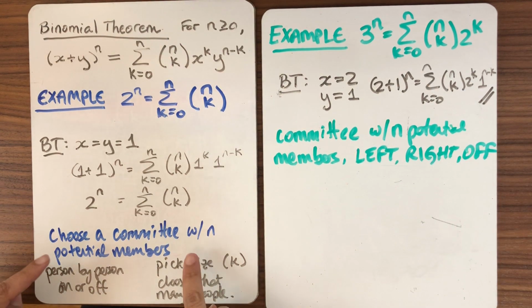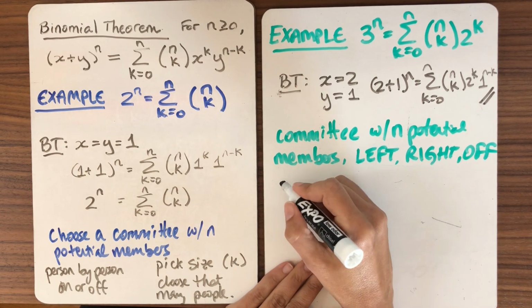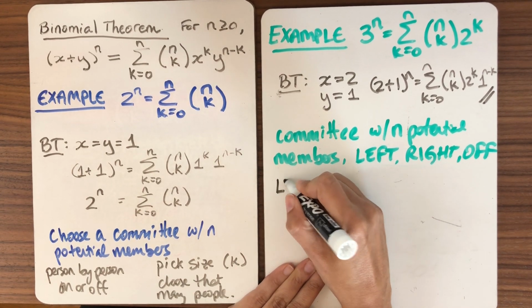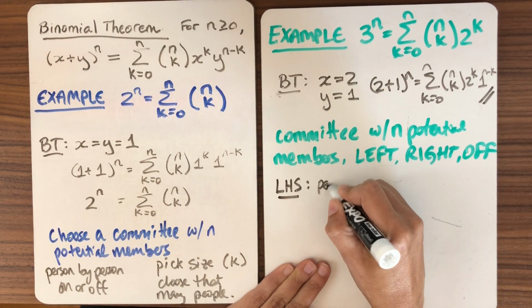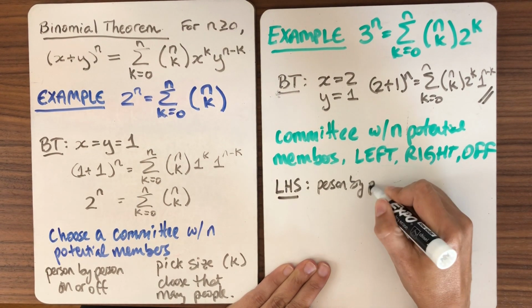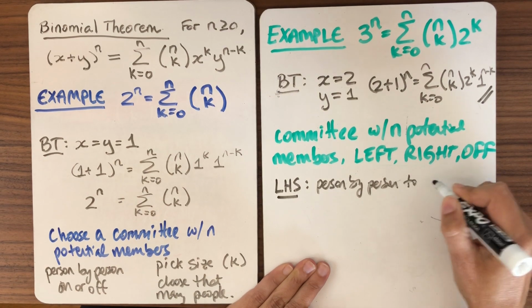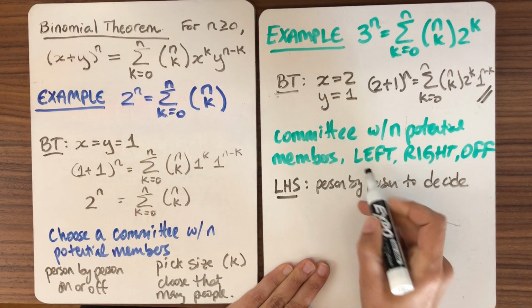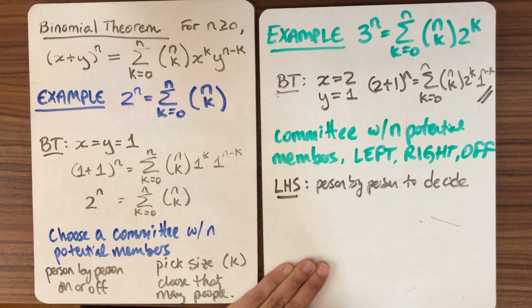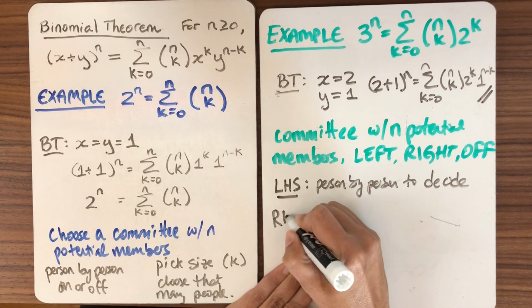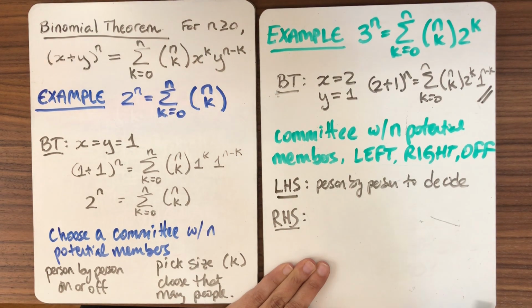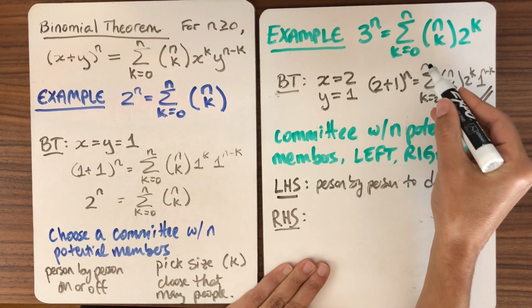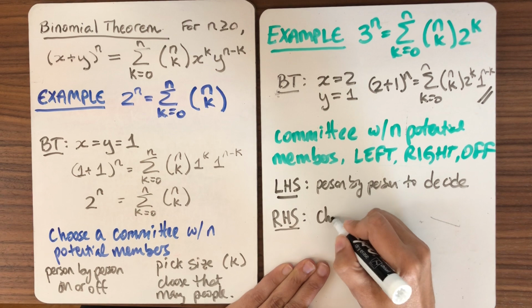Then I'm going to count in 2 ways, the same way that I did over here. The left-hand side is going to be the easier one here. How is it counting my committee? You go person by person to decide. Again, there are 3 choices for each person. There are n people, so I get 3^n. That's correct. For the right-hand side, we're not going to go person by person. We're going to form the structure of our committee instead. That's where the parameter k is. So choose the size of the committee.